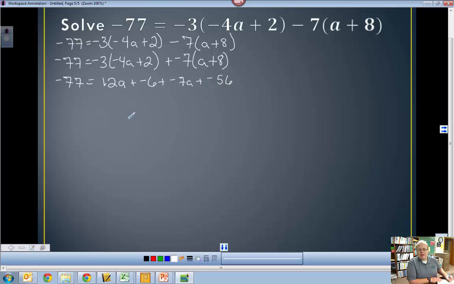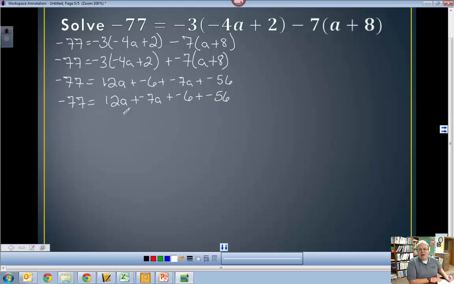So now I need to change the order so I can combine the like terms, and use a commutative property. Now, my equal sign is kind of like a brick wall. I'm not going to change anything on this side. So this negative 77 stays by itself. Then I have 12a plus negative 7a plus a negative 6 plus a negative 56.